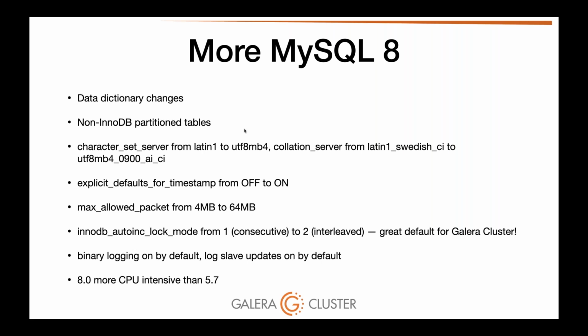Good for Galera is InnoDB auto increment lock mode is now interleaved by default. Binary logging is on by default, as is log slave updates on by default. And even though Galera doesn't require the use of the binary log, we do recommend you keep a small binary log in case you need to do point-in-time recovery. Of course, we also notice 8.0 is more CPU intensive than 5.7, and its single core performance may be poorer compared to 5.7, but its multi-core performance should be more or less good enough.